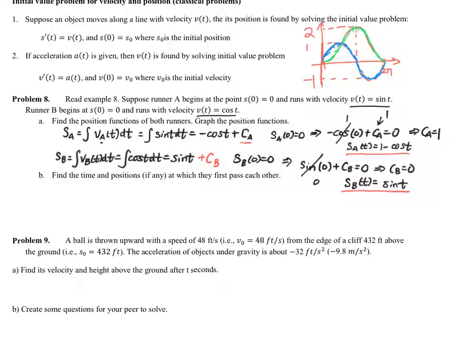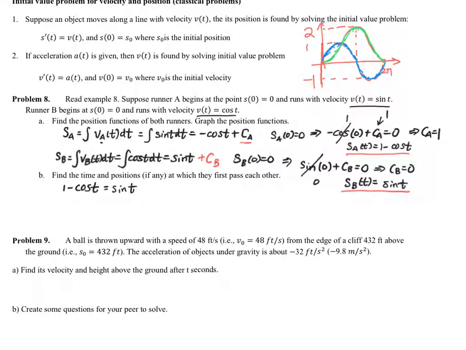Now let's find the time and position at which they first pass each other. We can actually see from the graph, this is the position function. At that moment, that's when they are at the same position. So that's when the green, which is A, passes the blue, which is B. Let's find it using algebra. When they first pass each other, they must have the same position, which means 1 minus cosine t should be equal to sine t.